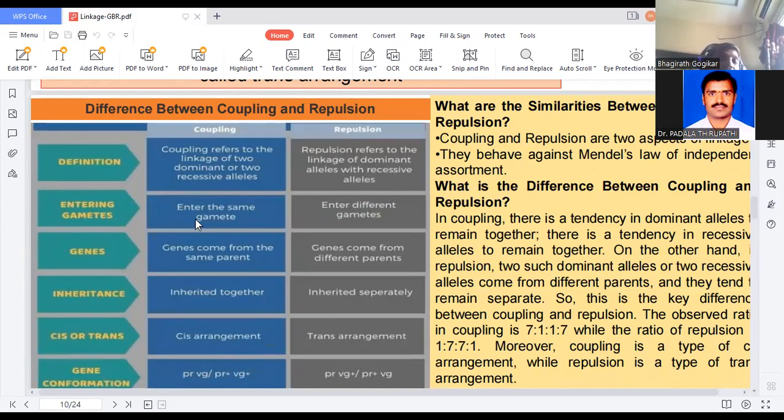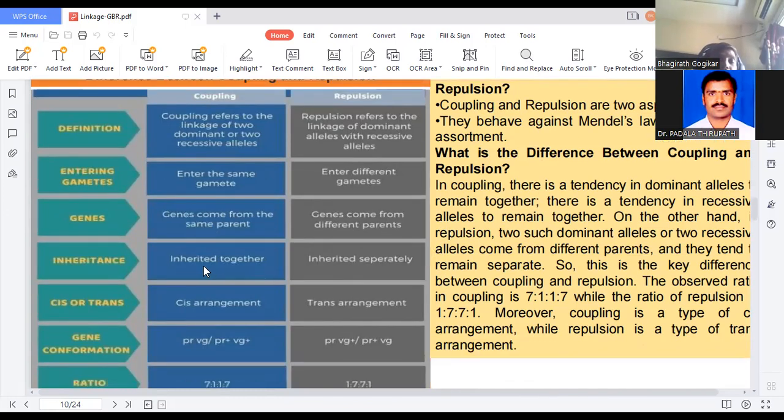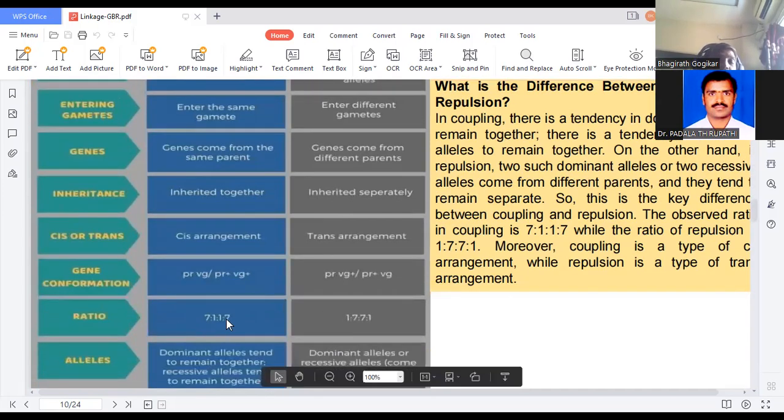Enter the same gamete. Both the genes, A and B, enter into one gamete. But here they enter into different gametes, because A with small b, B with small a. So that's why they enter into different gametes. Genes come from the same parent, genes come from different parents. Inheritance, both are inherited together. Ante ikkada both the dominant genes are together, but here inherited separately. Cis arrangement, trans arrangement. So what ratio are we getting if it is in the cis arrangement? 7:1:1:7. It is in transposition.